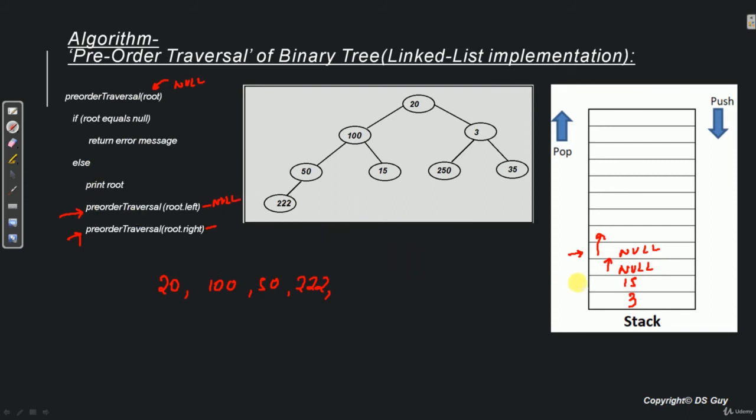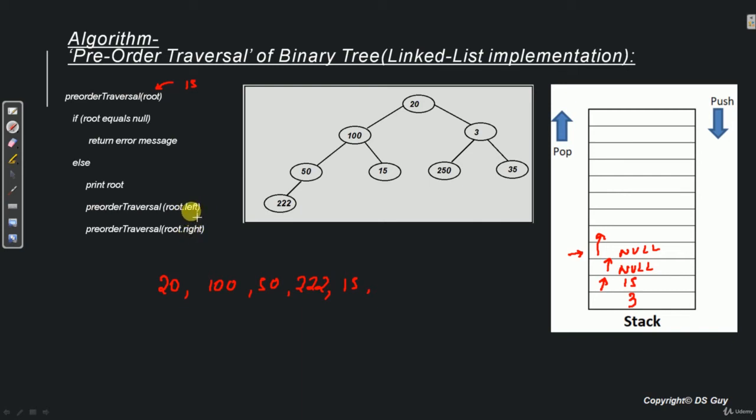So again the system goes to the stack. What is the next thing to execute? 15. So it will pop out 15, and root's value right now is 15. If root equals null, no, else print root. So it will print 15. Pre-order traversal root.left and root.right.